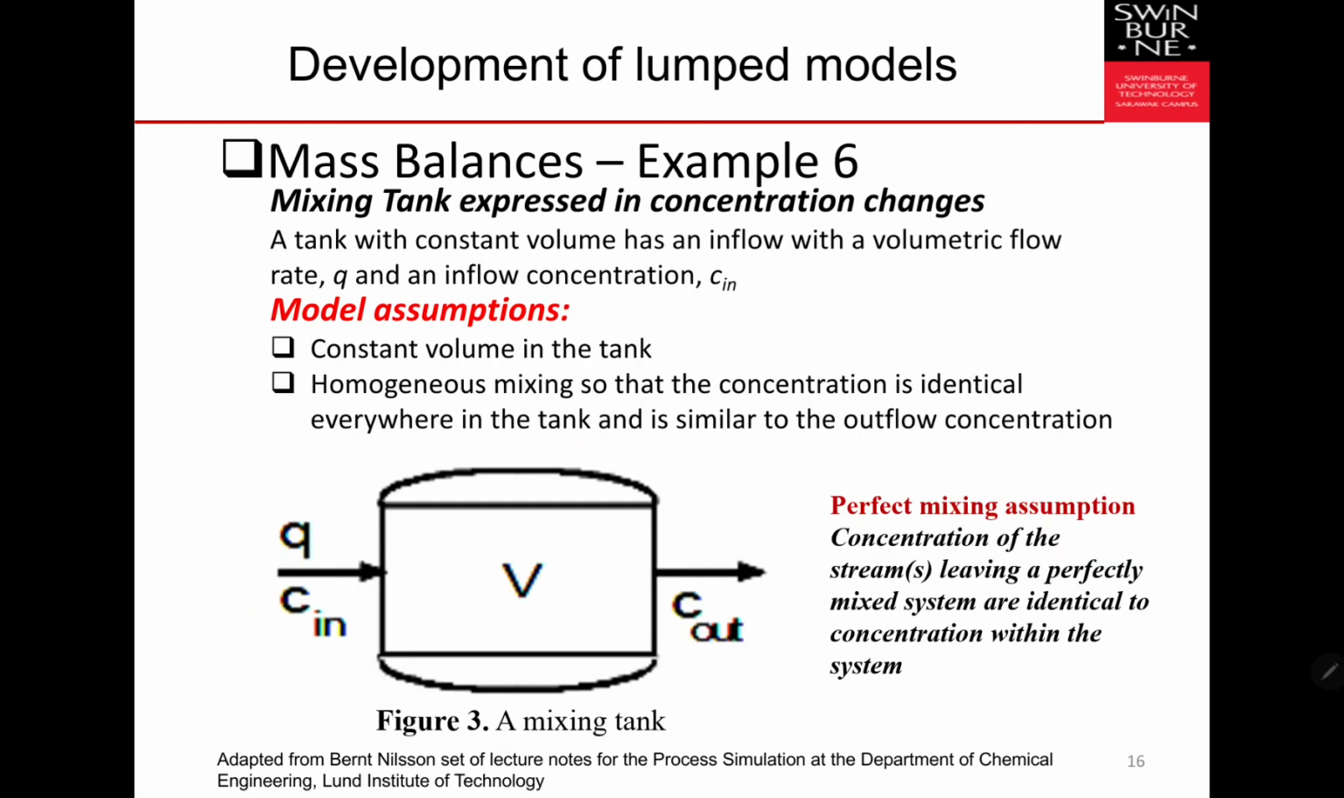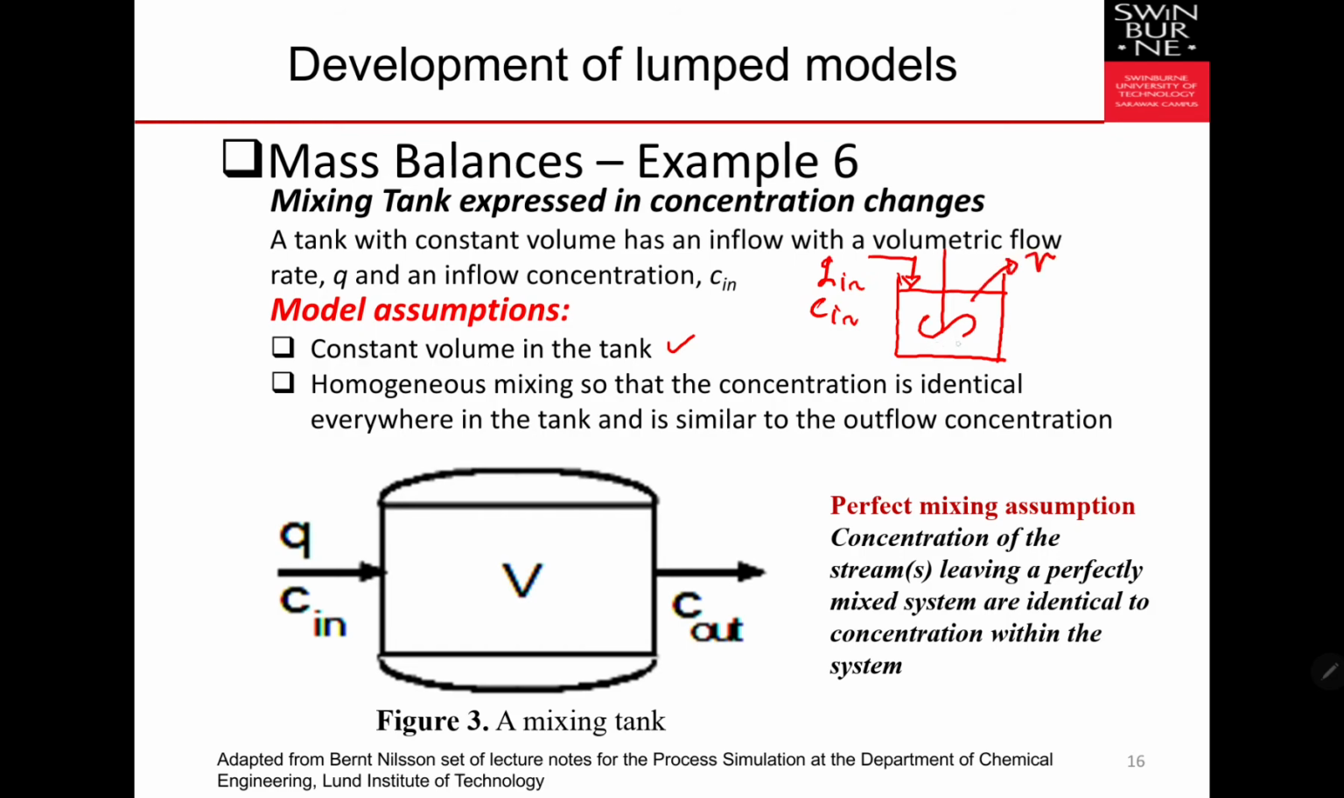In the next example, there is a tank with constant volume which has an inflow with a volumetric rate of Q and an inflow concentration of C in. The model assumption is that the volume is constant in the tank, and there is homogeneous mixing. In the figure, I can draw another identical concept, except it's being stirred, and this one is Q in, C in, and this one is V.